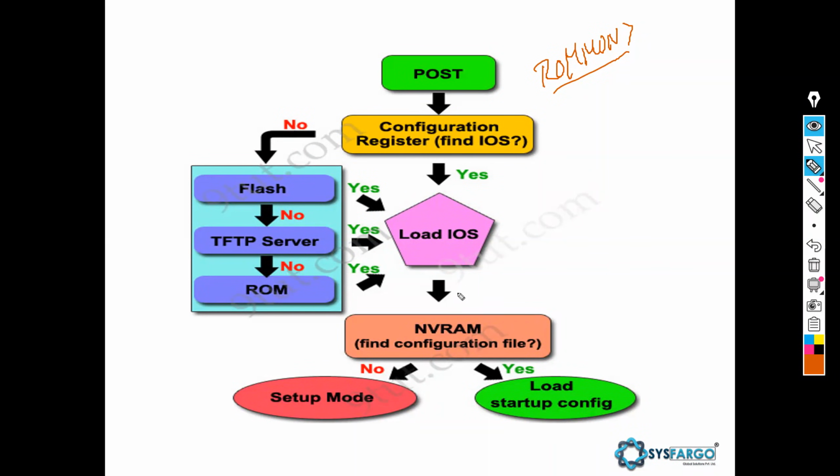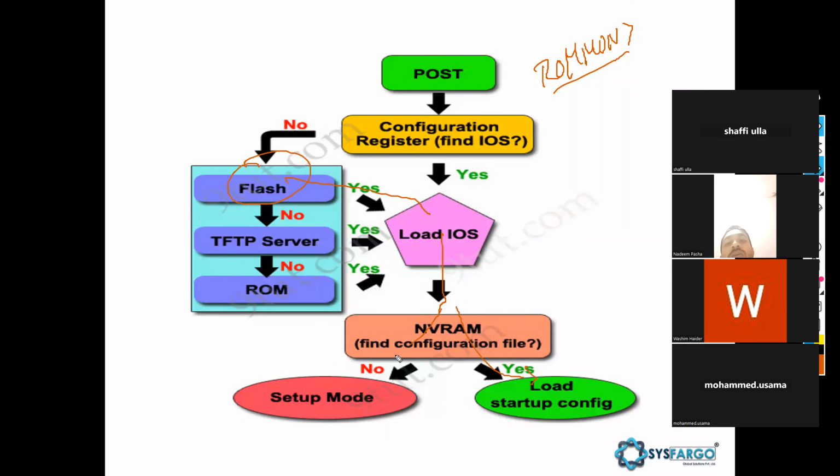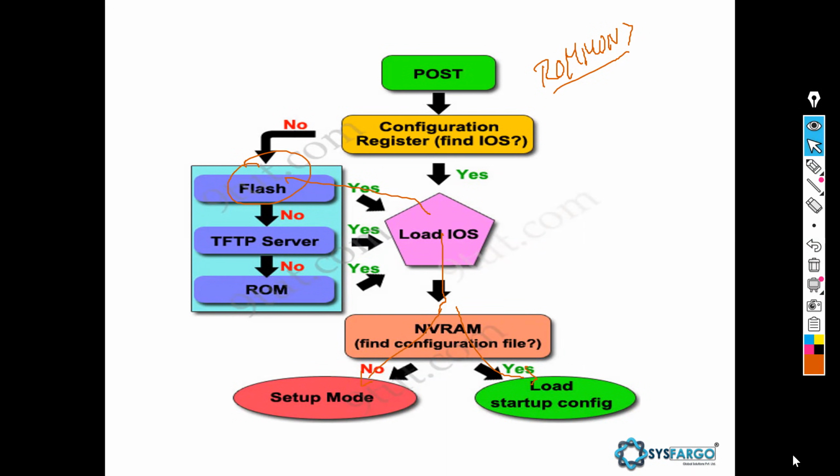Once it finds the IOS, for example, in the flash memory, it loads it, then it goes to the NVRAM. In the NVRAM, it checks whether there is any saved configuration. If the saved configuration is there, it loads that. If there is no saved configuration, then it goes to the setup mode. Setup mode means it will ask you to configure the router. That's how the boot up process happens. Got it? This is the boot up process of the router.